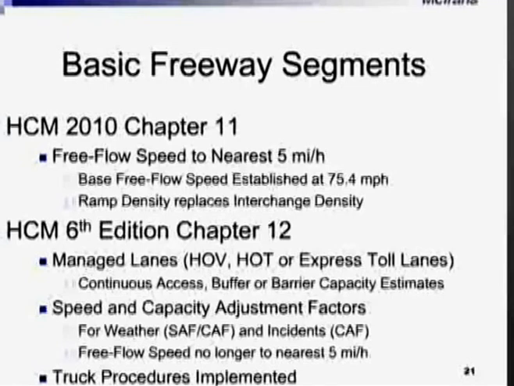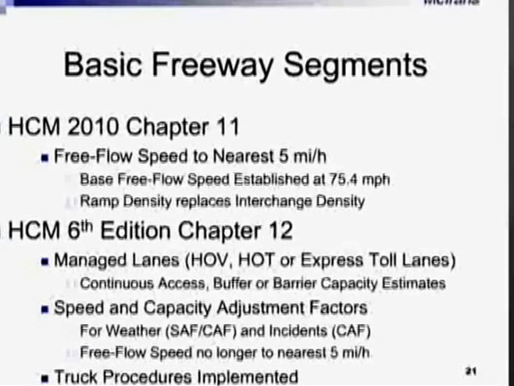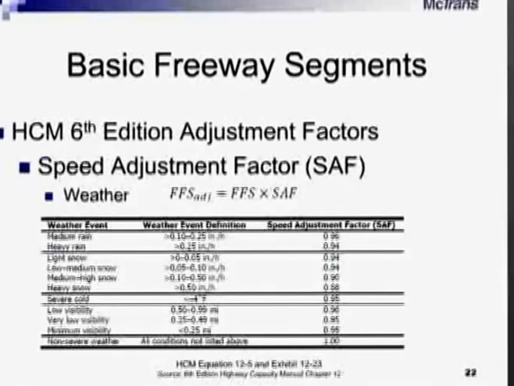Speed and capacity adjustment across all basic freeway segments. You'll see a speed adjustment factor and a capacity adjustment factor for weather. The speed and capacity adjustment factors for driver population instead of adjusting the volume. And a capacity adjustment factor for incidents, and also the ability to calibrate for local conditions. So nice tools for the analysts if they want to model these areas. And these new truck procedures that I mentioned before are also implemented in the 6th edition.